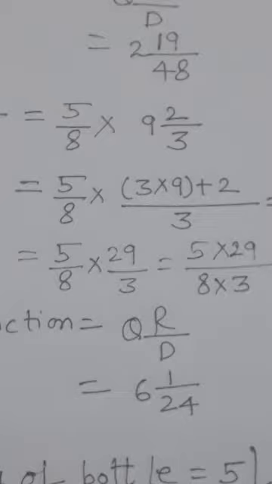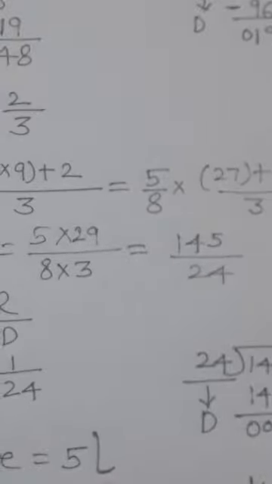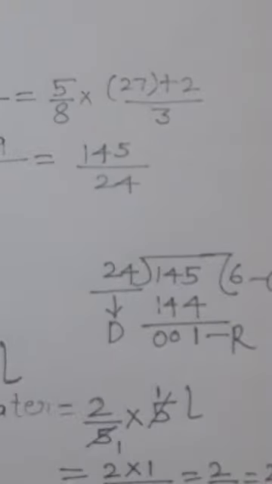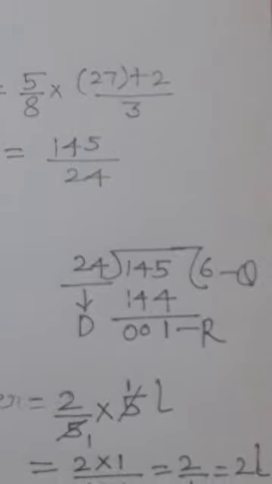Numerator will be multiplied by numerator and denominator will be multiplied by denominator. So 5 will get multiplied by 29 and 8 will get multiplied by 3. Multiplying 29 by 5 we get 145 and 8 multiplied by 3 we get 24. Again the numerator is more than the denominator, so it is an improper fraction. We have to convert it into a mixed fraction. 145 will be divided by 24. 24 6s are 144 and the remainder we get is 1. Quotient 6, remainder 1 and divisor is 24.